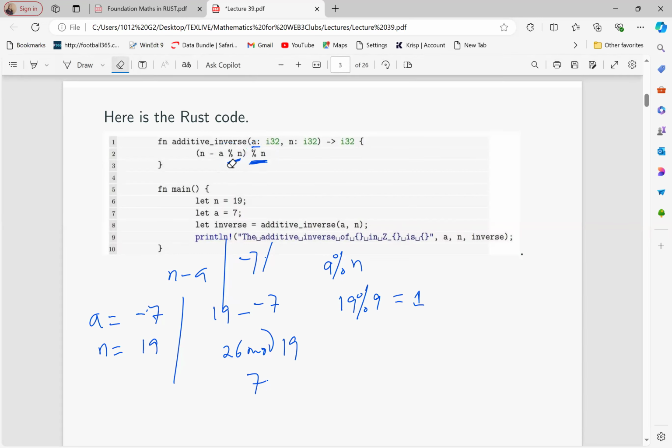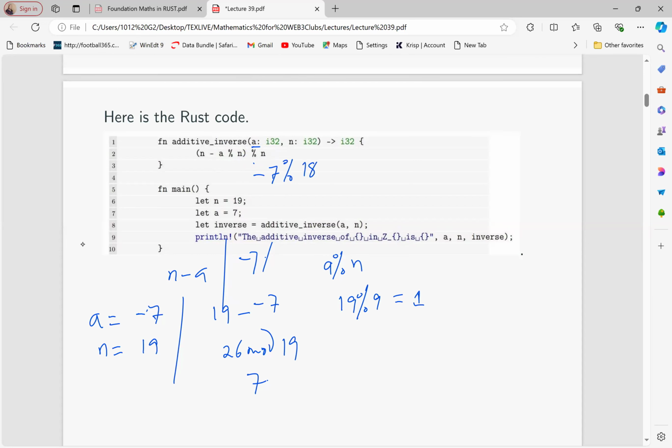So what is the remainder of -7 on division by 18? Your Rust code is supposed to understand that the answer here is 11. So we're asking ourselves, if 18 were to go into -7, what would be the remainder? If 18 goes into -7, the remainder will be 11. Is that okay?